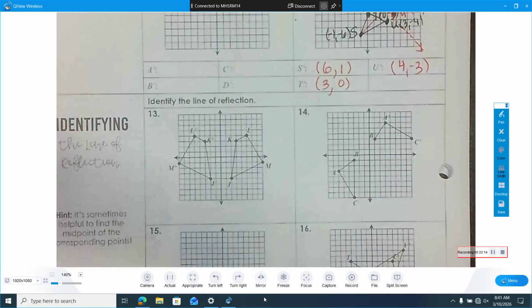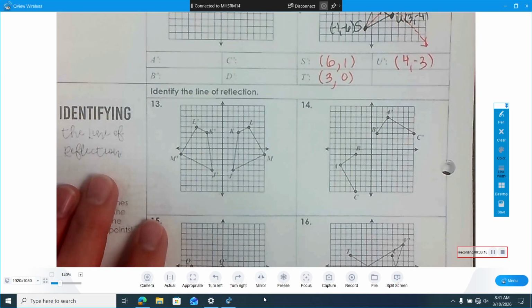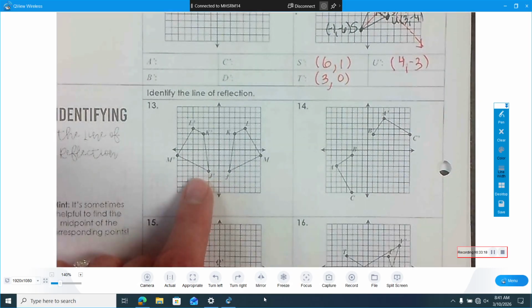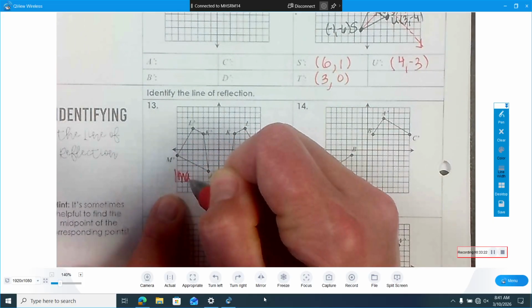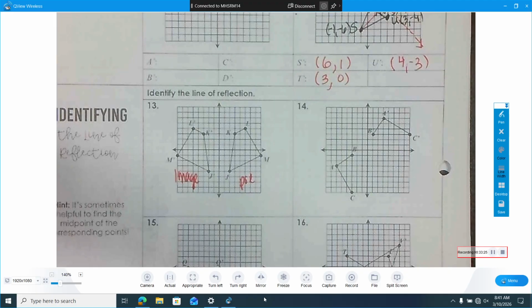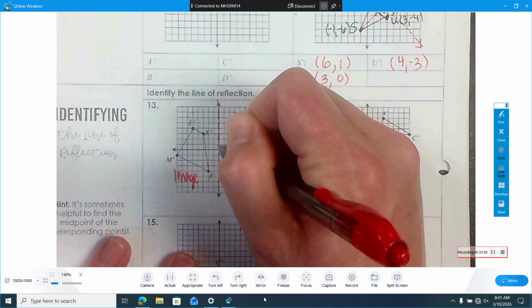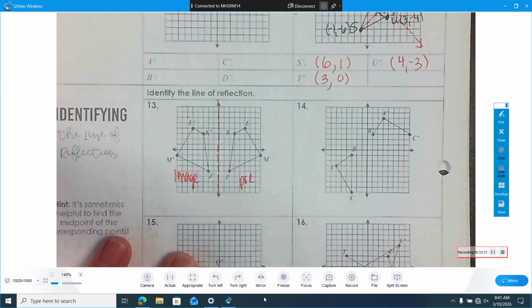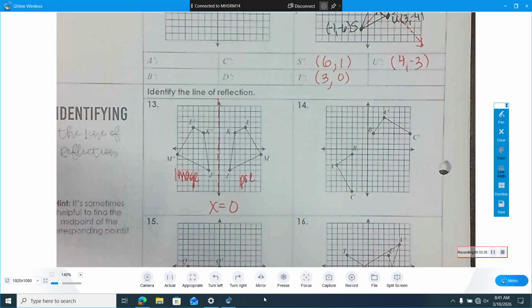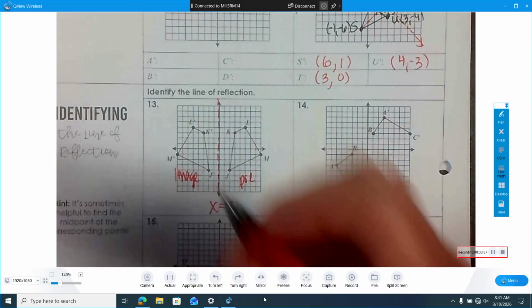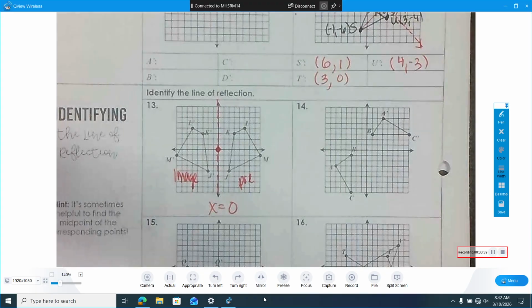All right. Last thing really fast here, identifying the line of reflection. So here we have our pre-image, and here is our image. Where is the line of reflection? 0, right here. What is the equation of that line? X equals 0. Very good. It's a vertical line passing through 0 on the x-axis.